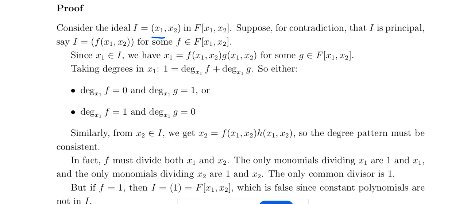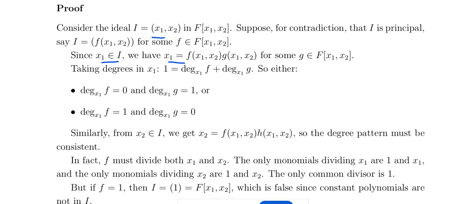suppose, for contradiction, I is a principal ideal. That means I is generated by f(x_1, x_2) for some f belonging to F[x_1, x_2]. So x_1 belongs to I, then x_1 is expressed as f(x_1, x_2) g(x_1, x_2), where g belongs to F[x_1, x_2]. That is the principal ideal.